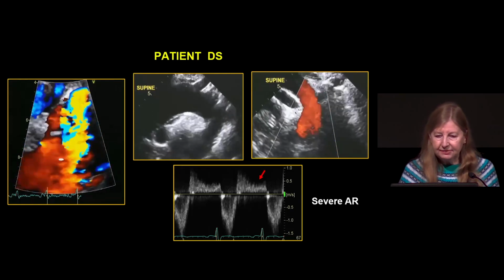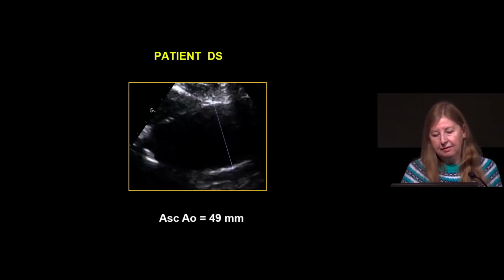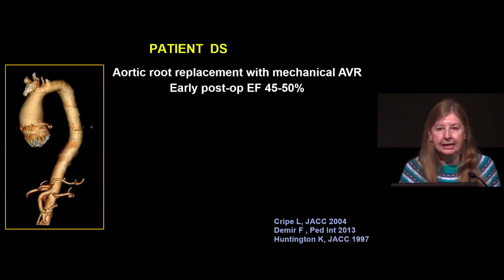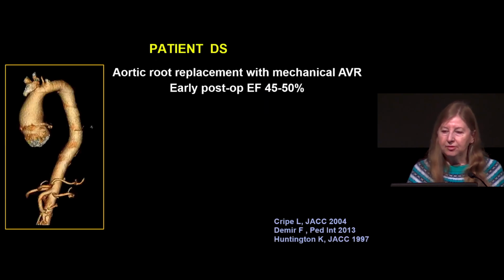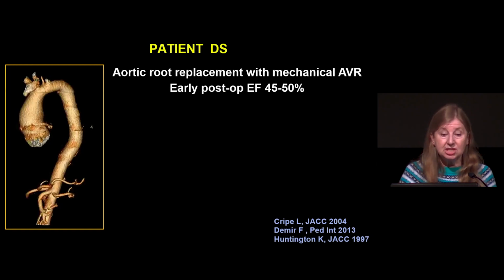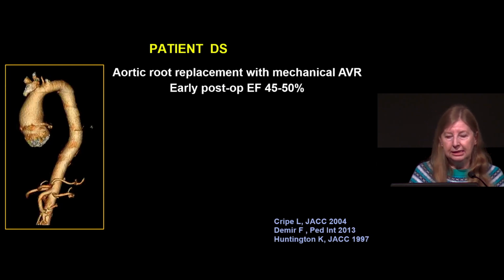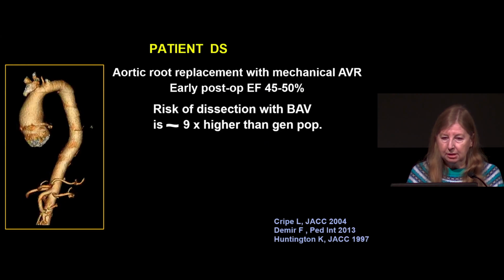So it was the SVT that brought him in. There's his aorta, 49 millimeters, so approaching the time when surgery would be indicated anyway for this valve. And so he needed a root replacement with a mechanical aortic valve. But of course, early on, because that ventricle was so big and not functioning well, his early post-op EF is impaired. And obviously, it would have been great to get him earlier than that. You can see how dilated this aorta was on imaging.